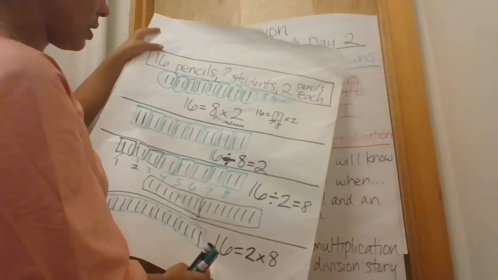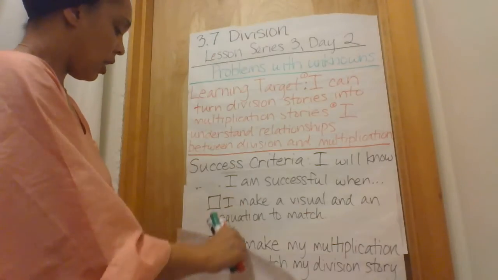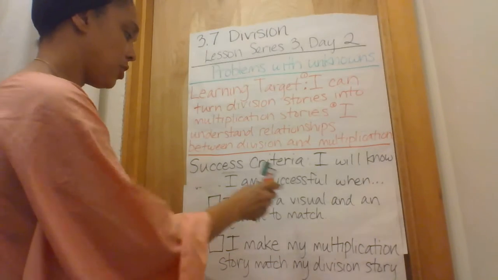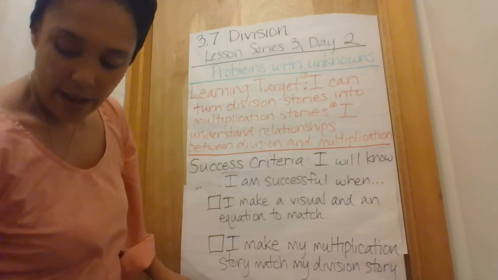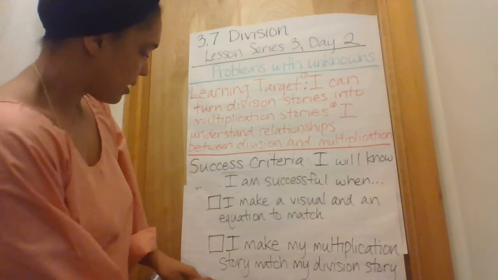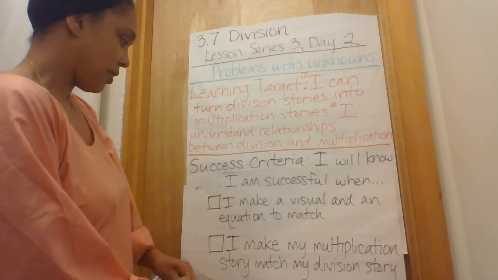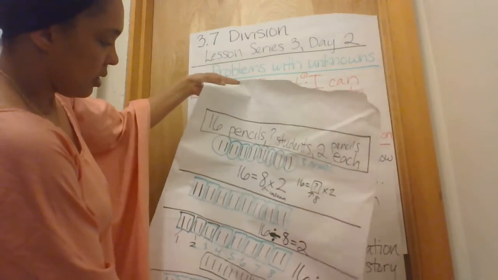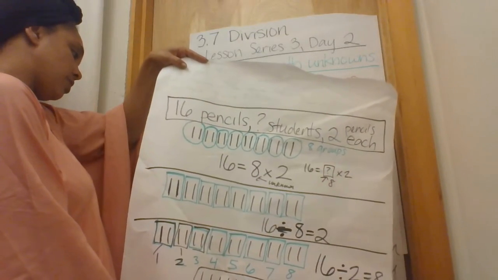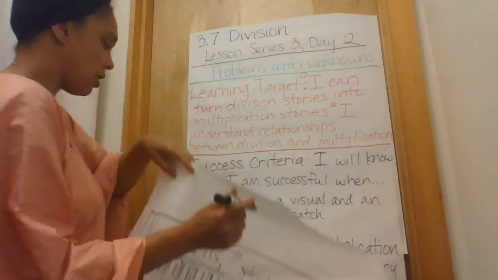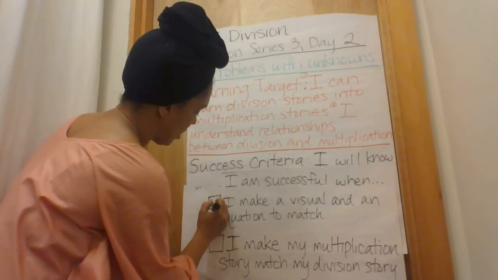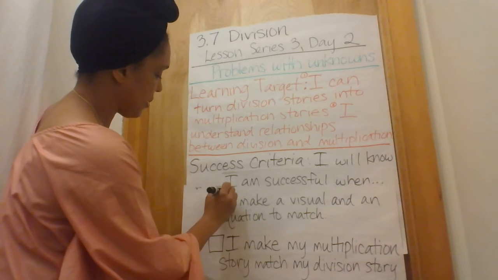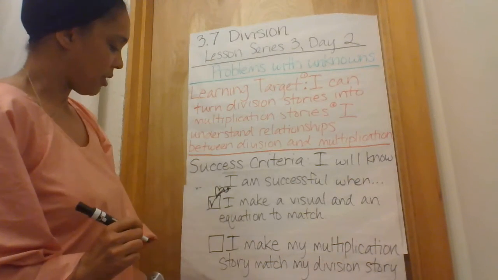So let's go back to our success criteria, right? Our success criteria: I will know I am successful when I make a visual and an equation to match. We did that. We were able to look at our math problem, our math story, and we were able to come up with 4 different visuals and equations to match. So let's go ahead and check that box off. We can get a big check mark for that one. Let me put a little heart and a smiley face. Okay, cool. Heart and a smiley face goes a long way.